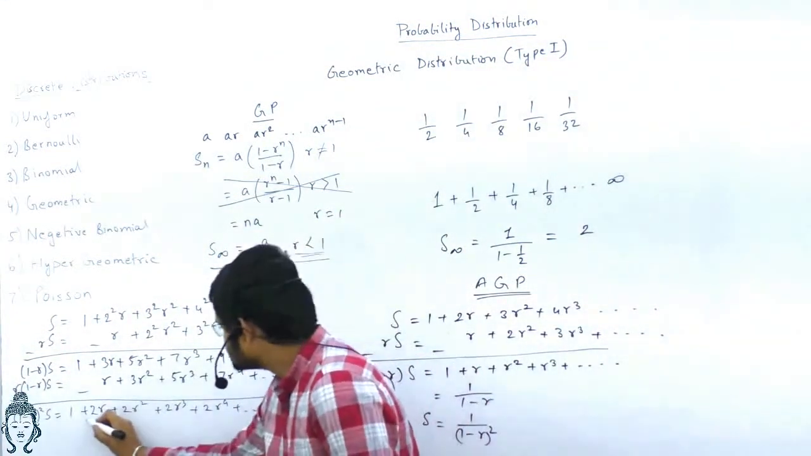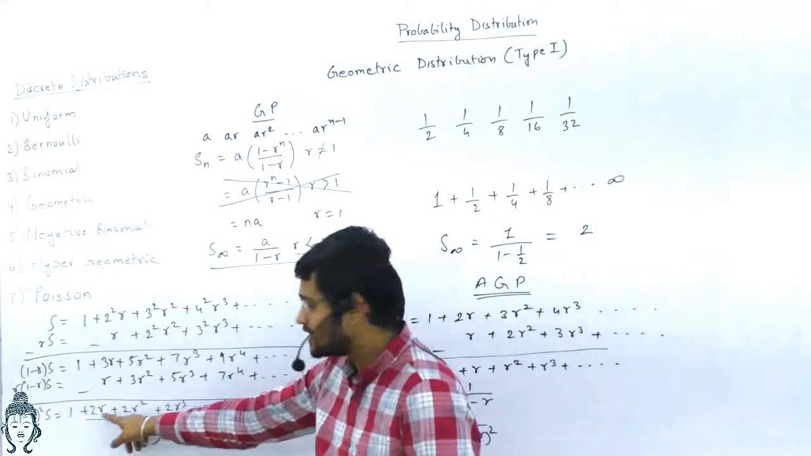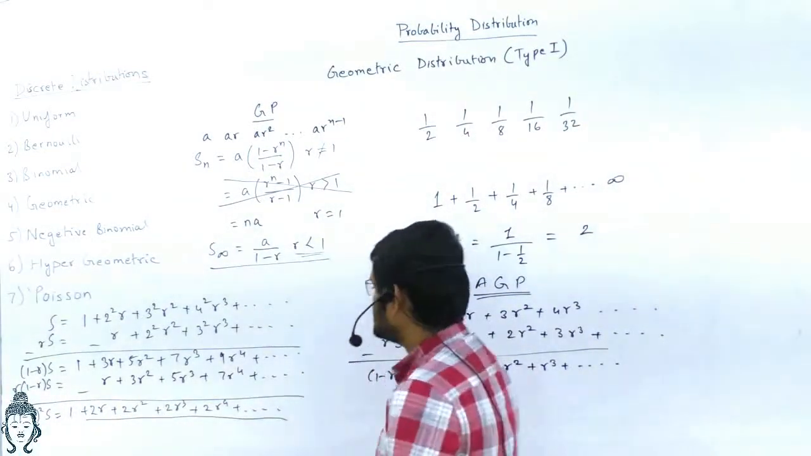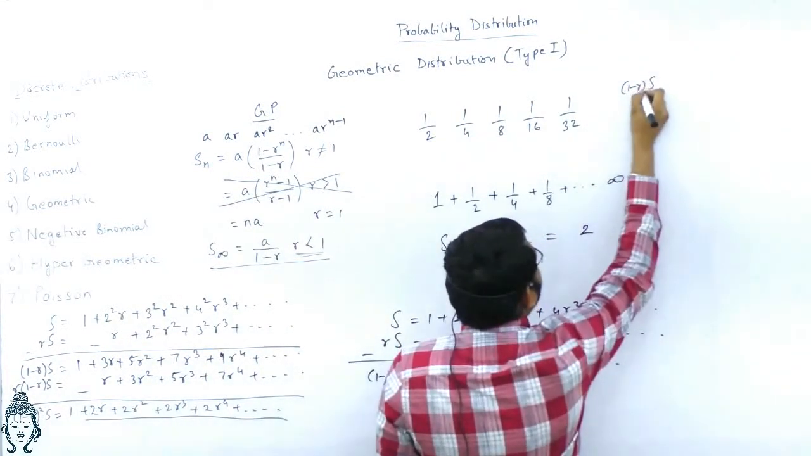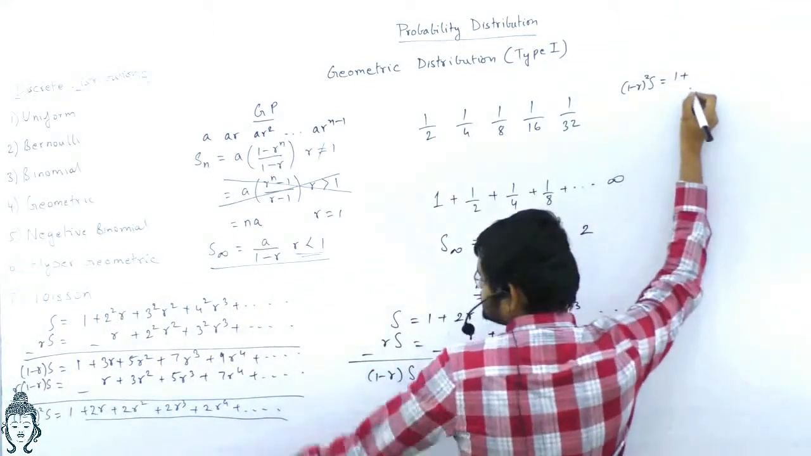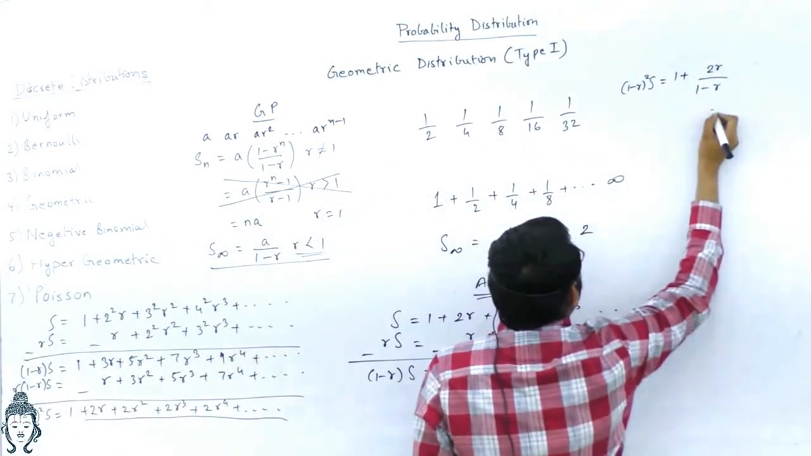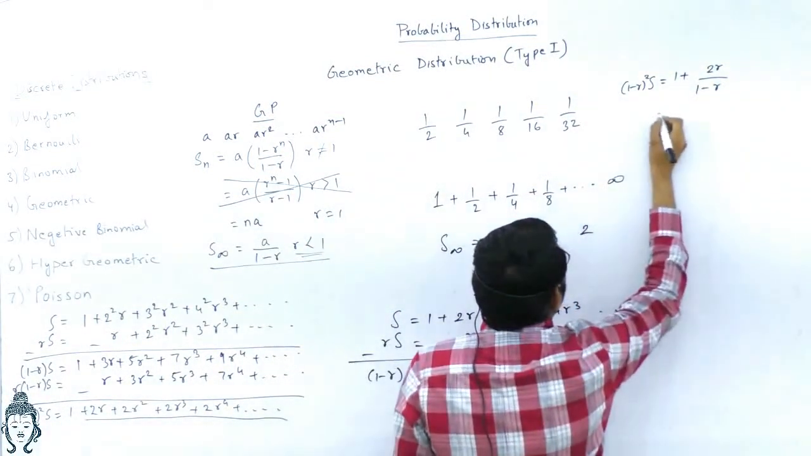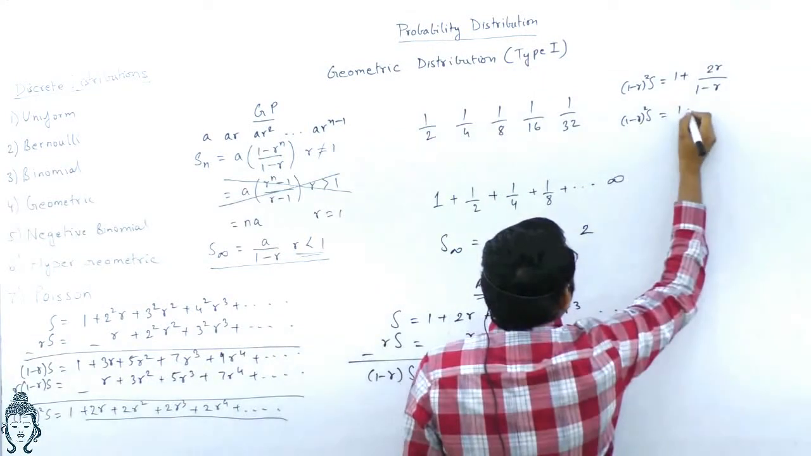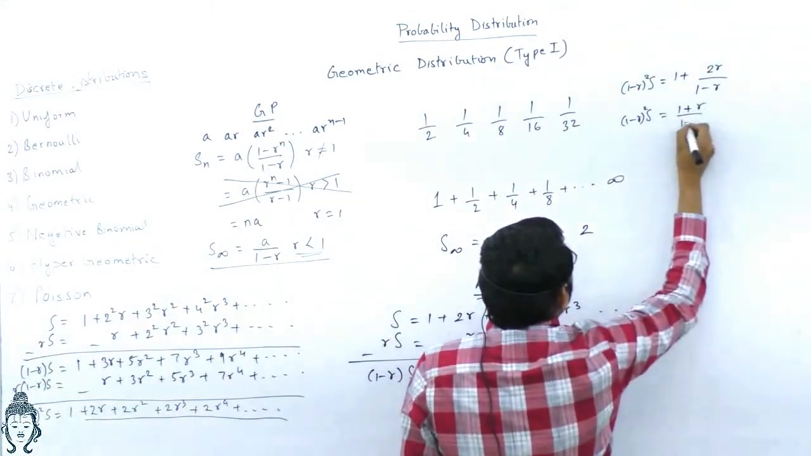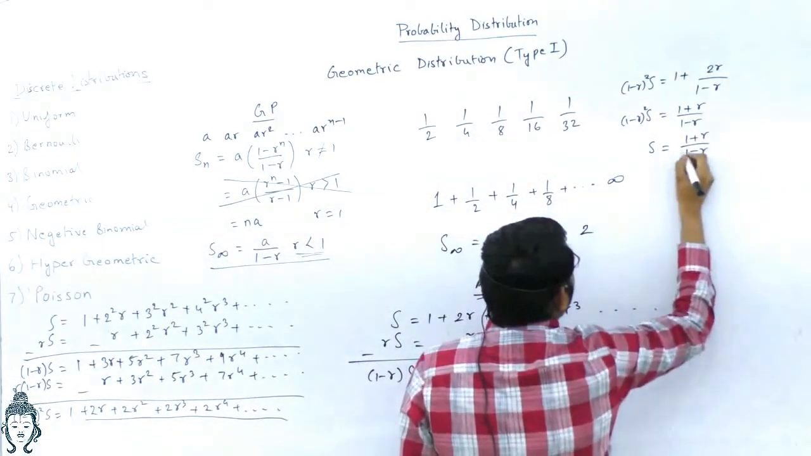So basically this portion is nothing but a geometric progression with my first term being 2R and the ratio being R. So basically we are going to get 1 minus R whole square S as 1 plus the geometric progression, which is 2R upon 1 minus R. So this is going to be nothing but 1 plus R upon 1 minus R, or S would be 1 plus R upon 1 minus R whole cube.